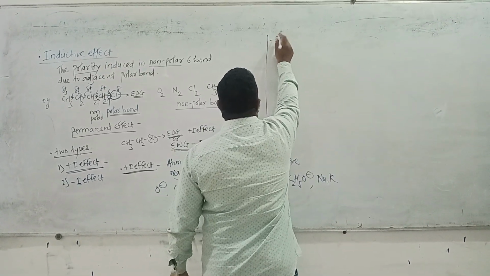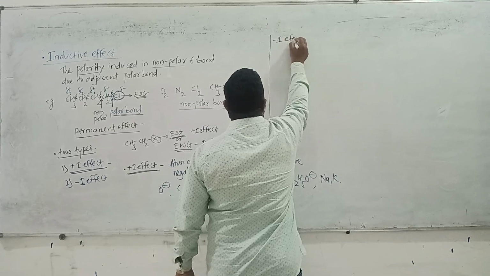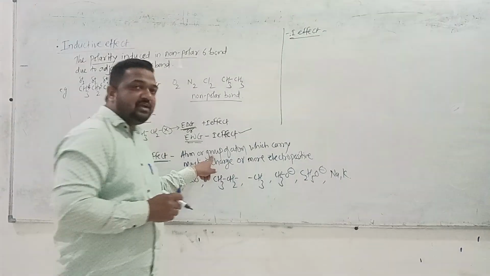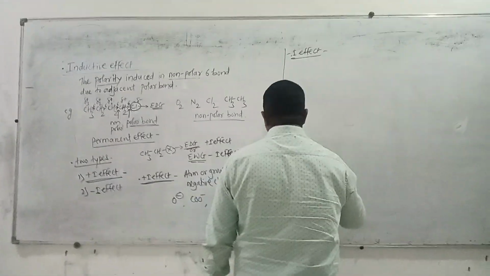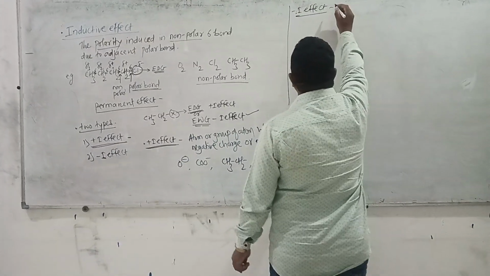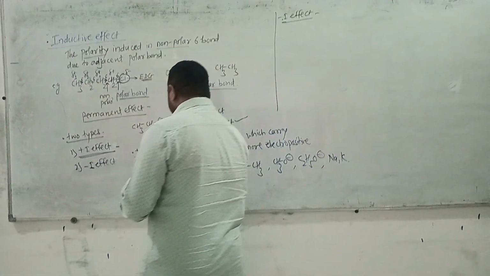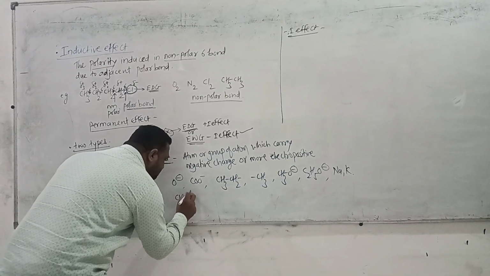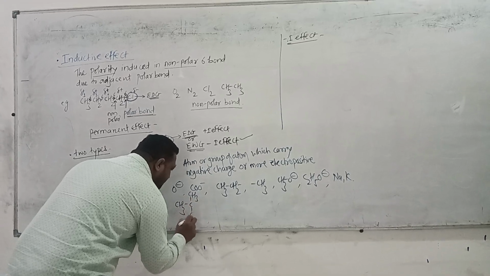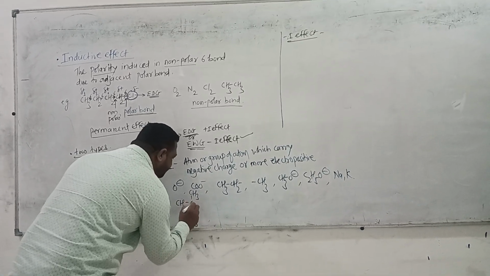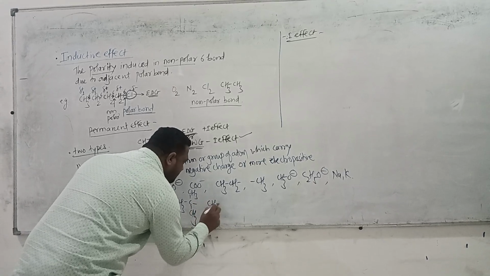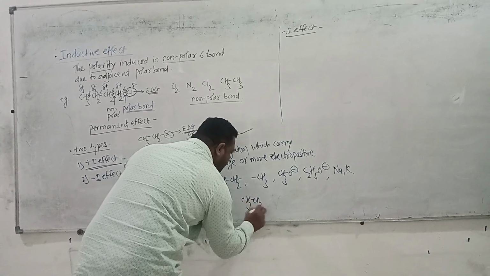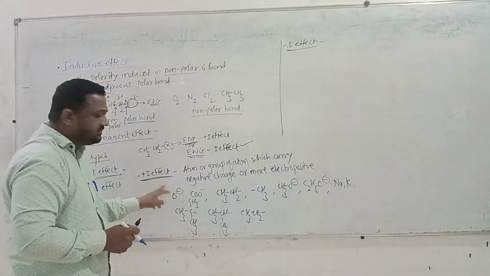And the next one is the negative inductive, that is the minus side effect. Minus side effect means it shows the opposite of the plus side effect. We take one example of this particular effect: larger is the alkyl group, greater is the plus side effect. Tertiary alkyl groups are these isopropyl groups and these are the ethyl groups.